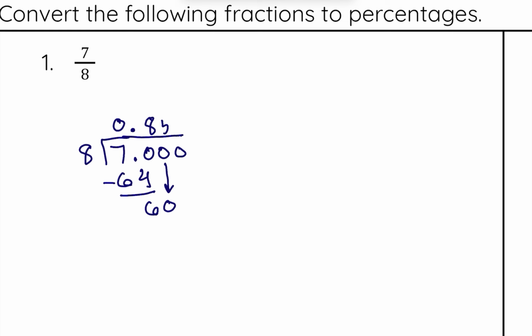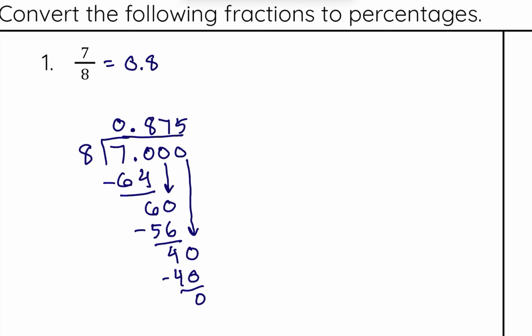8 goes into 60 7 times. 7 times 8 is 56. Subtract, we get 4. Bring down that next 0. 8 goes into 40 5 times. 5 times 8 is 40. So now that we have no remainder, we know that we have our final answer. So 7/8 we can say is equivalent to the decimal 0.875. And then using the trick that we talked about earlier to convert that to a percent, we move the decimal 2 places to the right, and that gives us 87.5%.